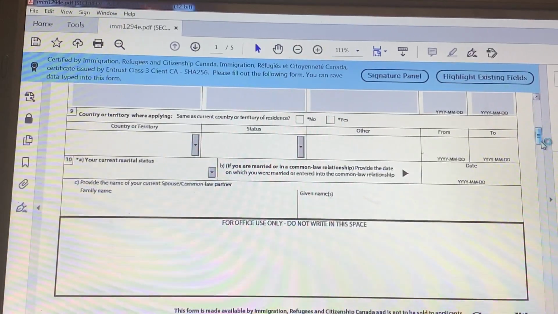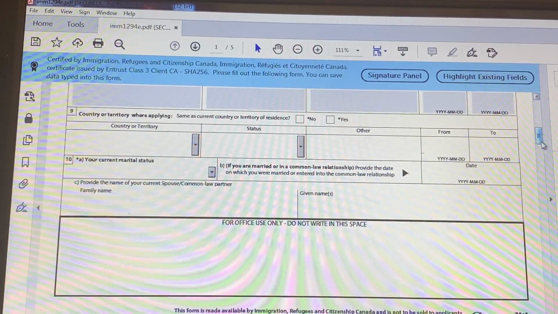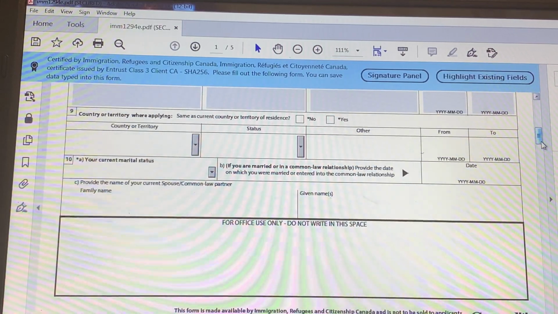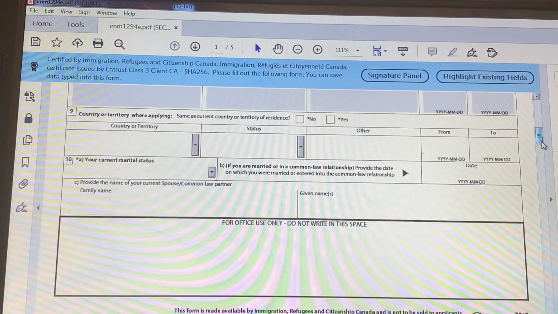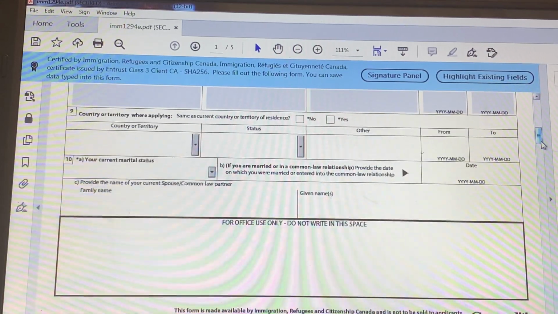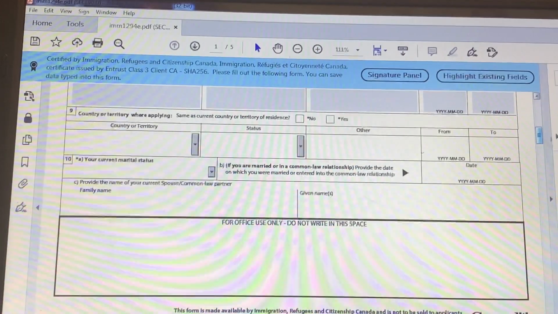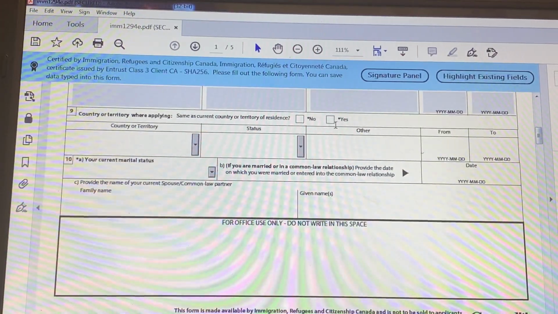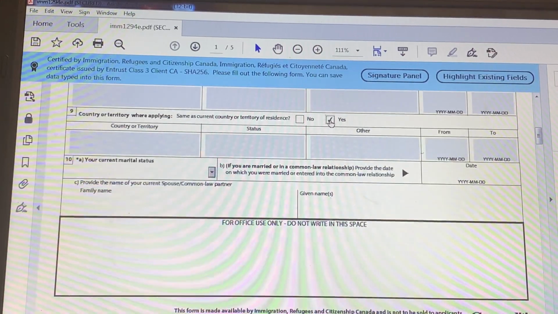Country or territory we're applying. Country or territory we're applying, same as current country or territory of residence. So this is when you are applying, are you in the country of your residence or your country of your citizenship? Yes. Mr. John Brown is applying from Jamaica. Of course, it blacks out that section.